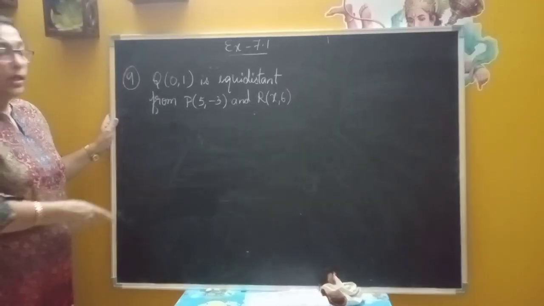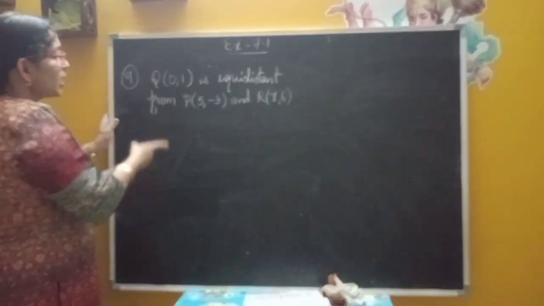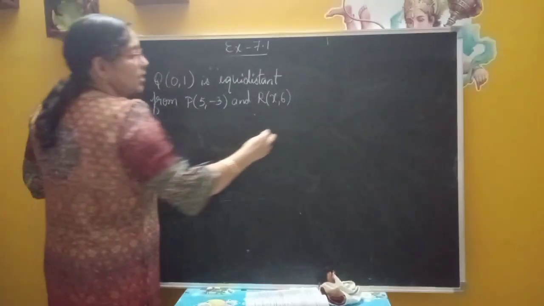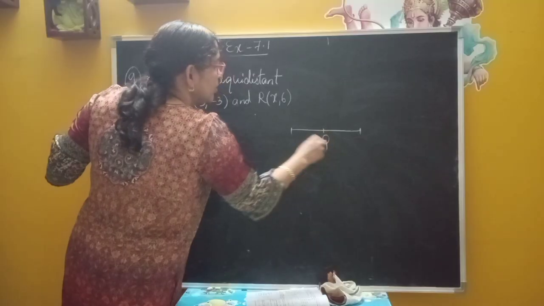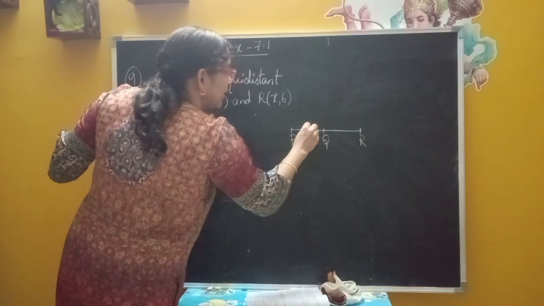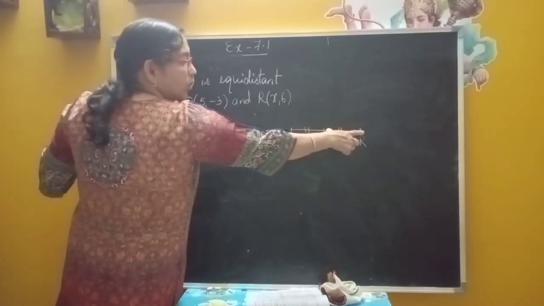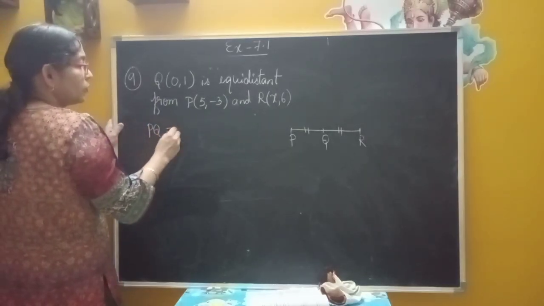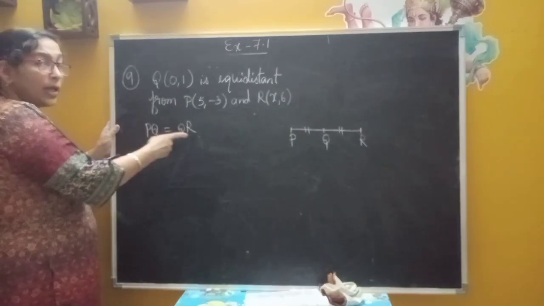Given that Q(0, 1) is equidistant from the points P and R, PQ or QP is equal to RQ. Suppose there is a straight line with a point Q, and this is point P, then this is point R, and these two lengths are equal. That is the meaning of this. So PQ is equal to QR. Now let us use the distance formula and find their distances.